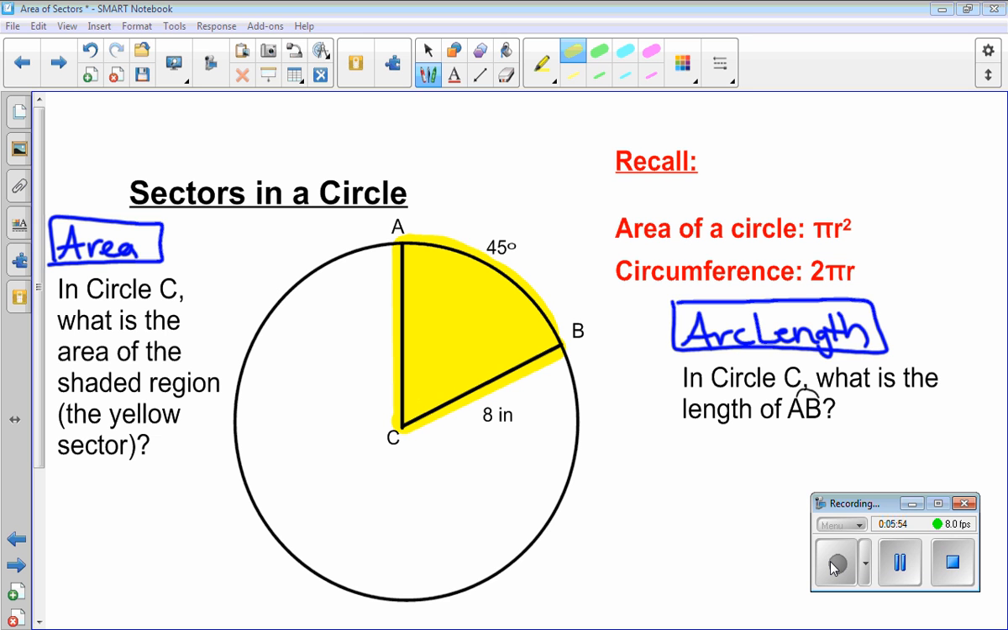It has a measure, a degree measure, and that degree measure is 45 degrees. But it also has a length, okay? And so there's two different kinds of measurements for there. Let's start with arc length, and then we'll get to the area.